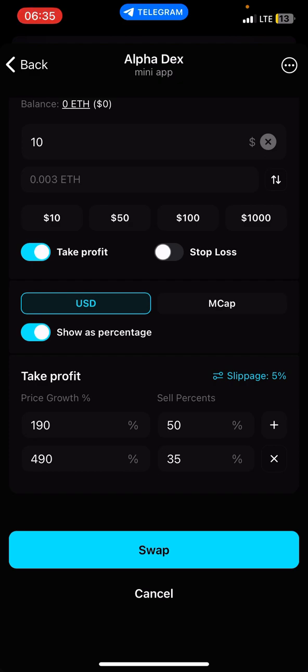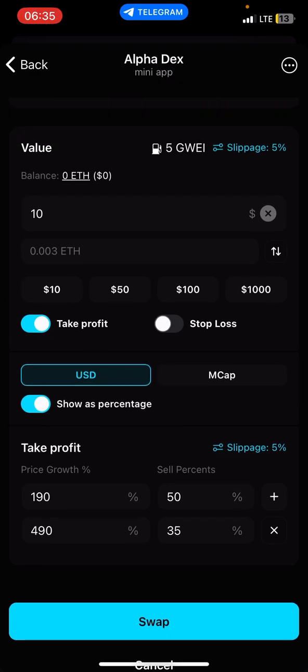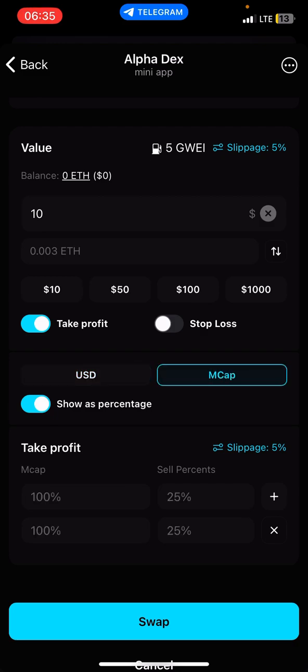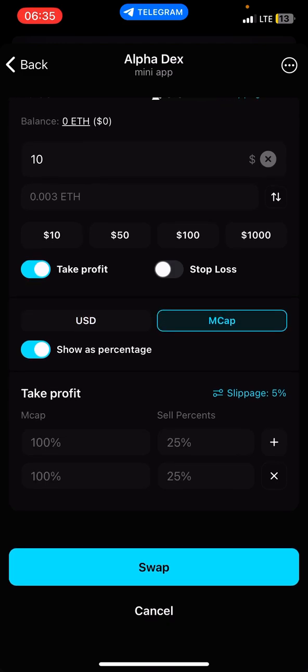So you want to take out a lot when price goes from the current market price of 180, 190 all the way up to 500 million. You want to take out 50%. Then if it gets all the way to 490%, which is close to 1 billion, you want to take out 35%. As simple as that. Or you can also use market cap for taking out profit, right?